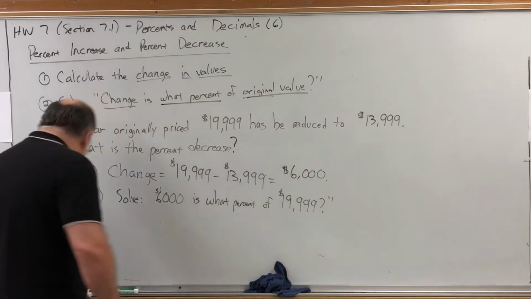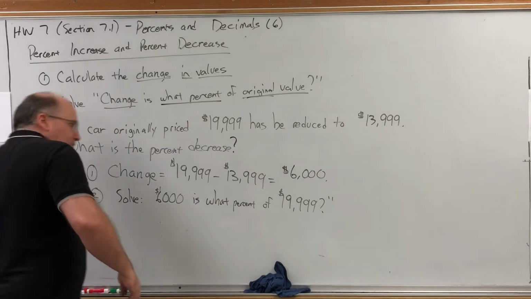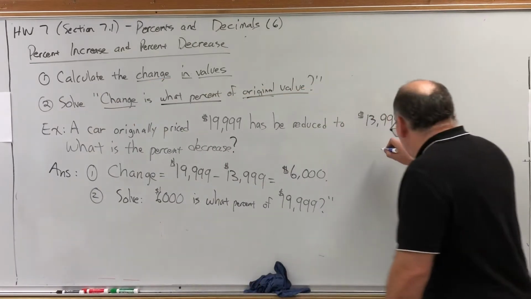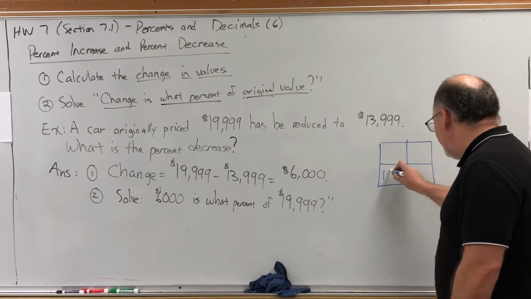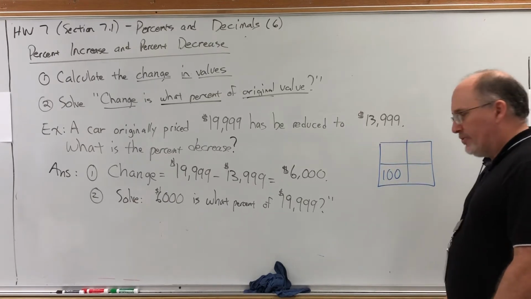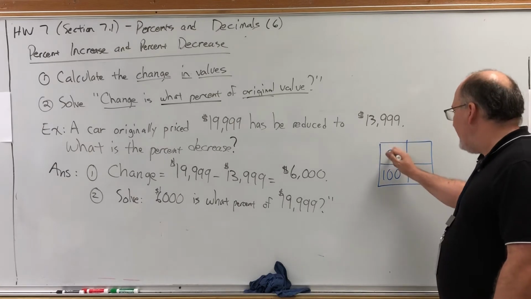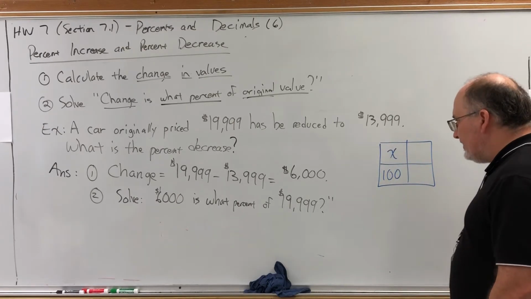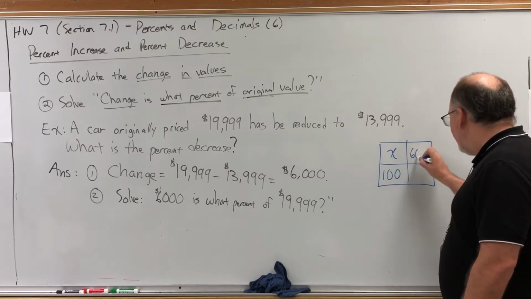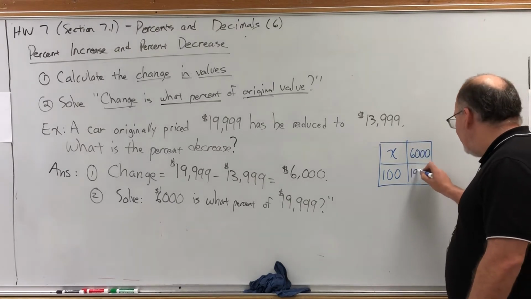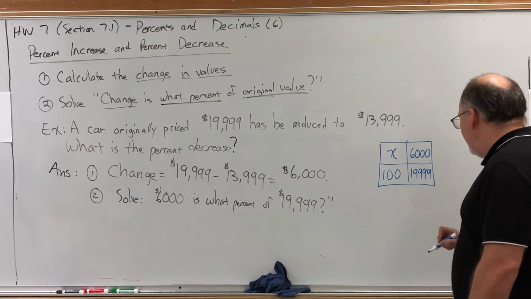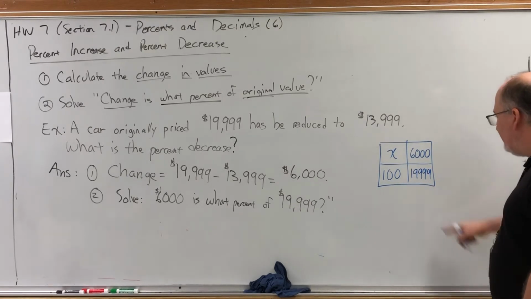So we can just set up our box. We set up the box. The 100 goes in the lower left corner. We don't know the percent, so that's where we can put an X. The is number goes on top, so 6,000. The of number goes on the bottom, 19,999. Now we cross multiply.